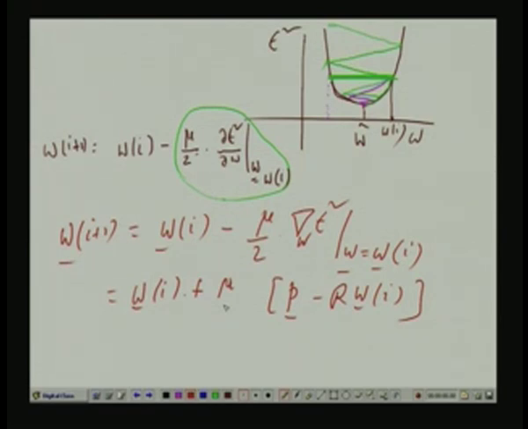This is the steepest descent algorithm. Mu, there is an upper bound for mu for convergence. Those theory I am not going into, because I am not so much bothered about this steepest descent as such, but from this I will derive an adaptive algorithm.